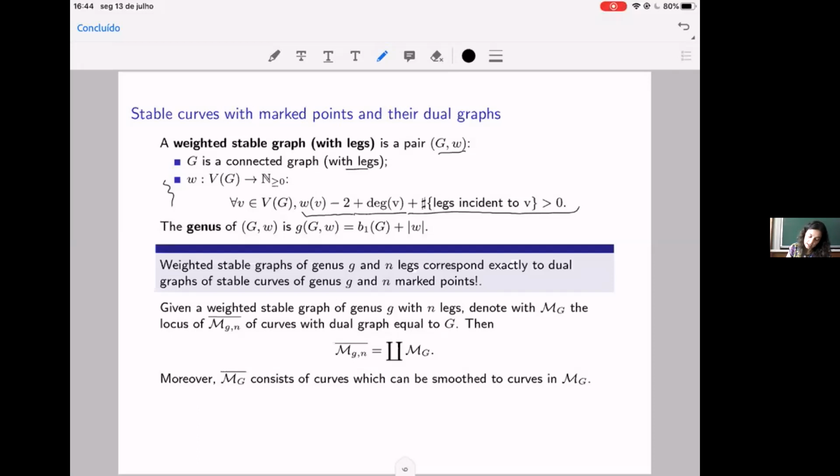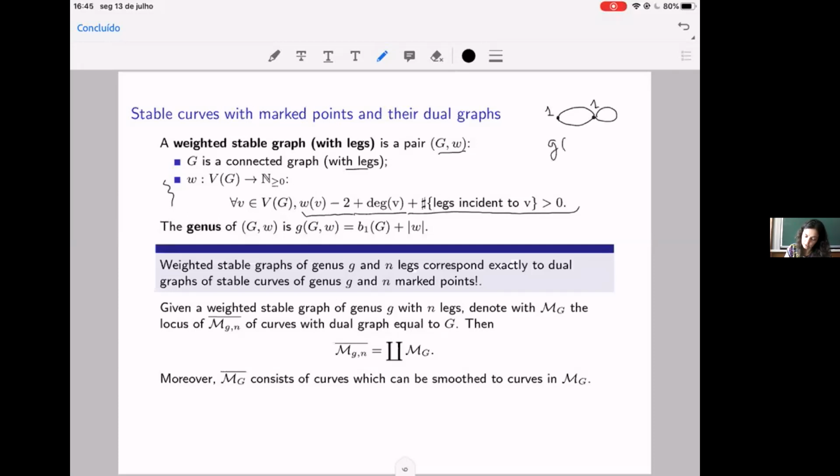And we say that the genus of a graph with such a weight function is just the first Betti number of the graph plus the total weight. So for instance, let me draw something here. So this is a 2-vertex graph with weight 1, 1. So what's the genus of this graph?